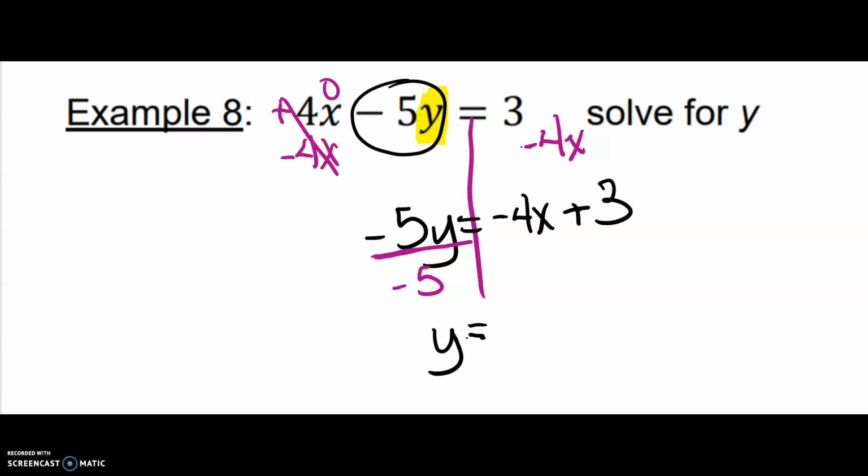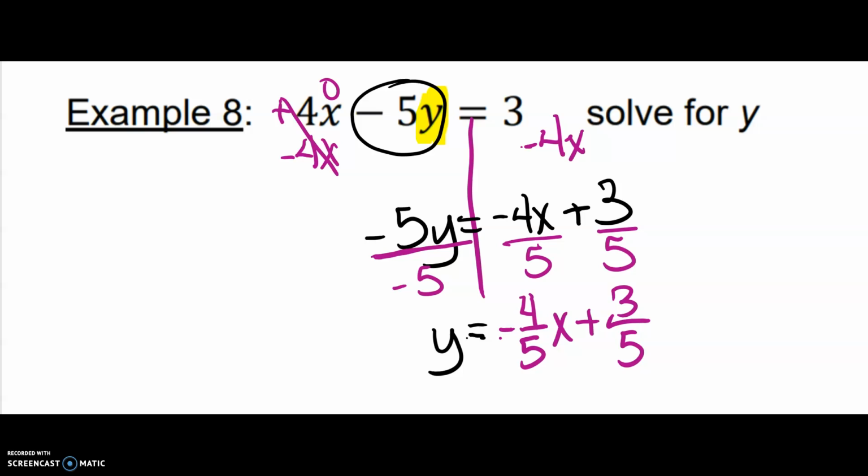Now, on the right side, we need to do the same thing. We need to divide by -5. The whole entire side needs to be divided by -5. So I need to divide every single term by -5. So for this first one, I have -4/5 times x plus 3/5. I can't reduce those fractions any further, so I'm going to leave them just like that.